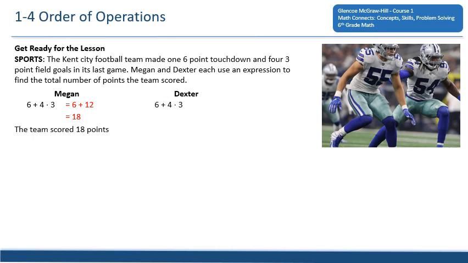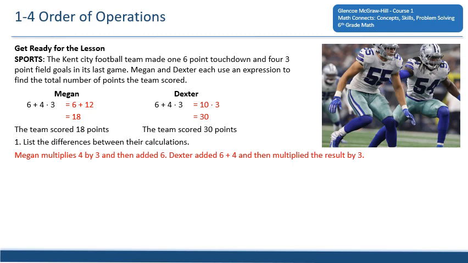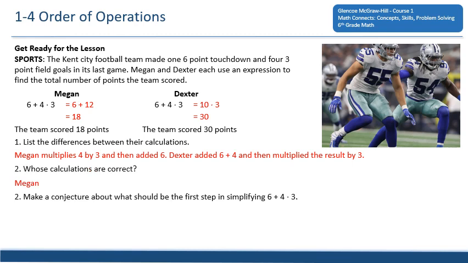Dexter, doing the same thing, 6 plus 4 times 3. Dexter added the 6 and the 4 first, then multiplied it times 3, and he got 30. What's the difference between their calculations? Megan multiplies 4 by 3 and then adds 6. Dexter added 6 plus 4 and then multiplied the result by 3. Whose calculations are correct? Megan.